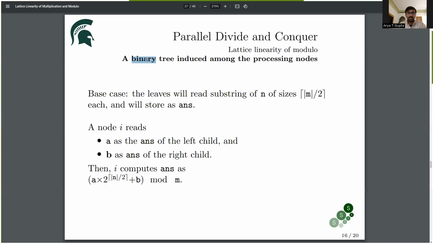So a binary tree in this case is induced among the processing nodes. In the base case, the leaves of this tree read the substring of n contiguously, they read substrings of size half the size of m, and store that as answer. Otherwise, a node I reads A as the answer of the left child and B as the answer of the right child, and it computes the answer using the same expression.